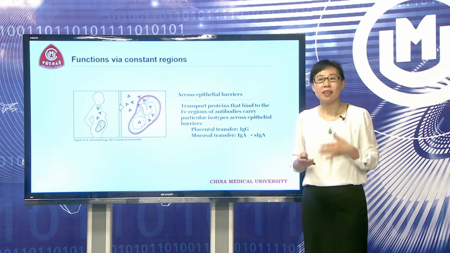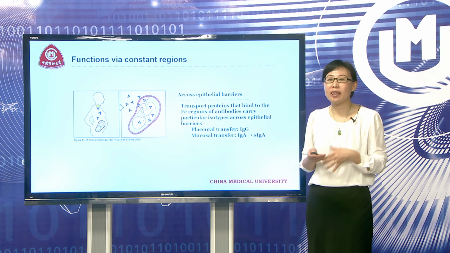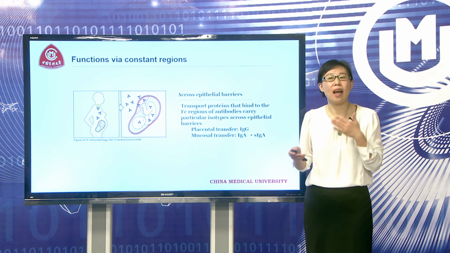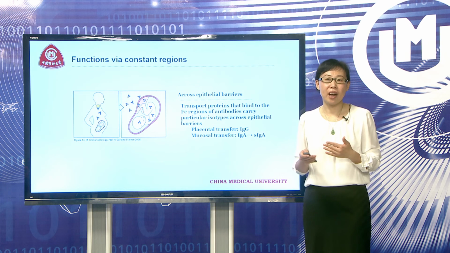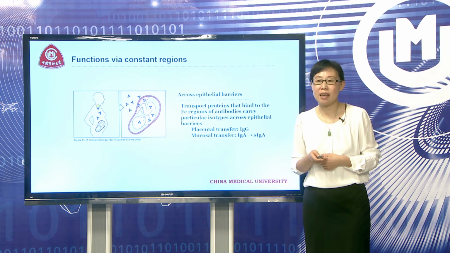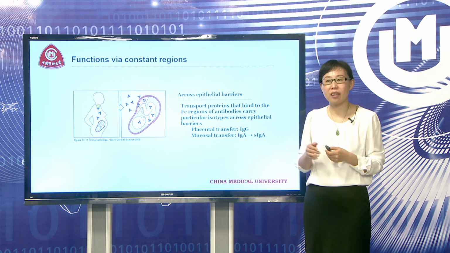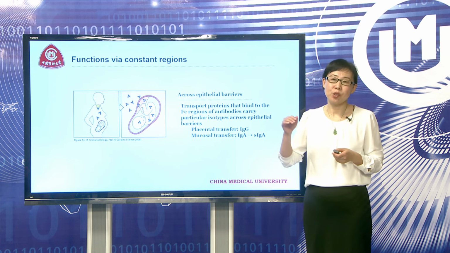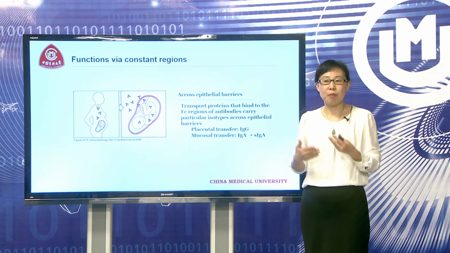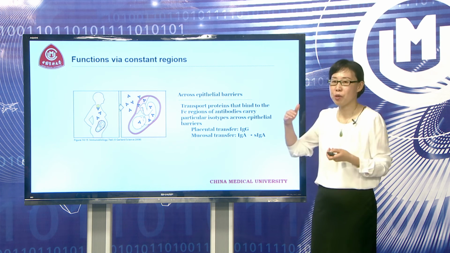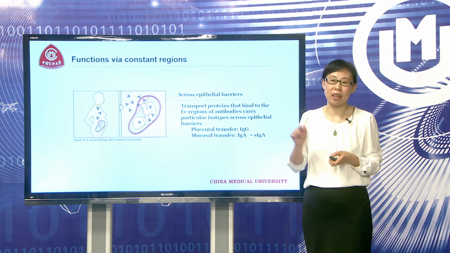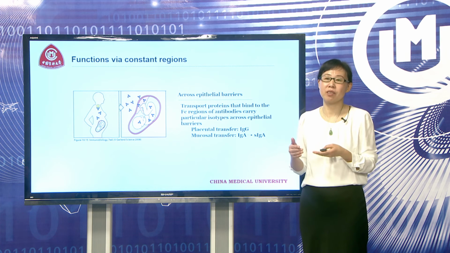And finally, some classes of the immunoglobulin can cross the epithelial layers. Transport proteins that bind to the Fc regions of the antibody carry particular isotypes across the epithelial barriers. For example, IgG is the unique immunoglobulin which can be transported across the placenta. So the mother can produce IgG which can be transported to the fetal circulation, providing protection for the fetus.